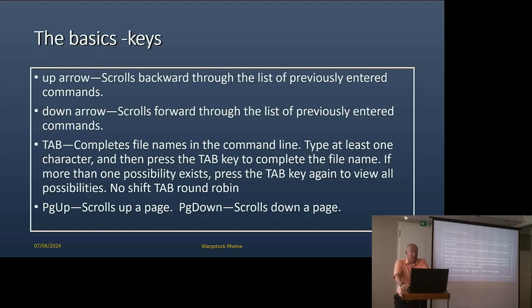On the keyboard, you can use the up arrow, which will scroll back rather like in 4OS2 to the previous command, down arrow to the next one. You have a completion function. So if you're looking at a file name and you've just partially typed it in and use the tab key, it goes on to the rest. Unlike 4OS2, there is no round robin. So you press the tab key and it always goes on. Page up will scroll up a page, page down scrolls down a page. But if you start playing with this, you find this out very easily.